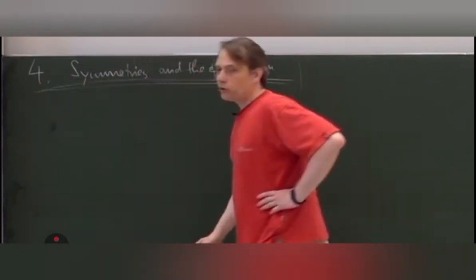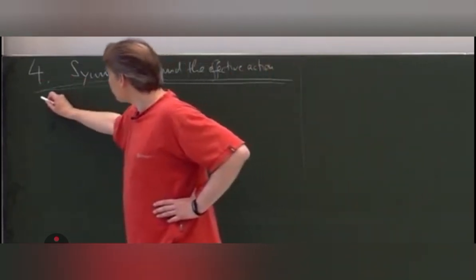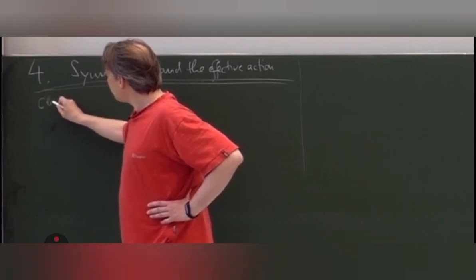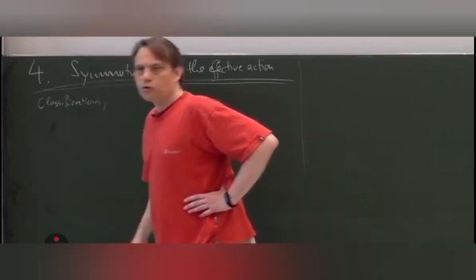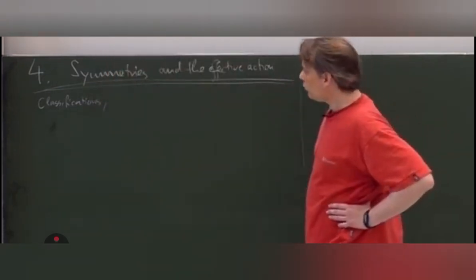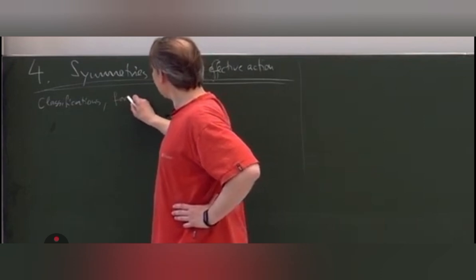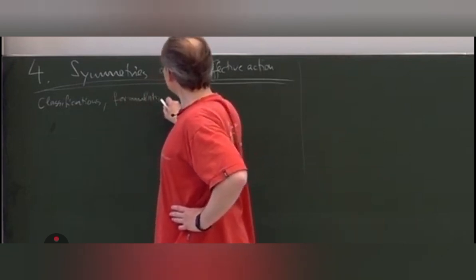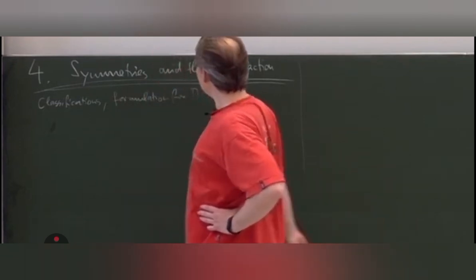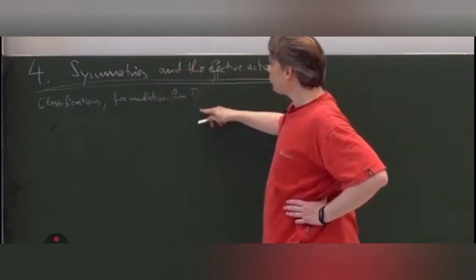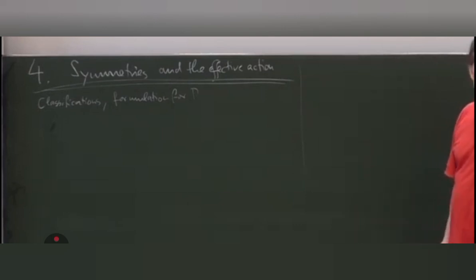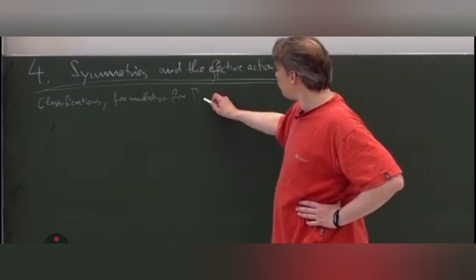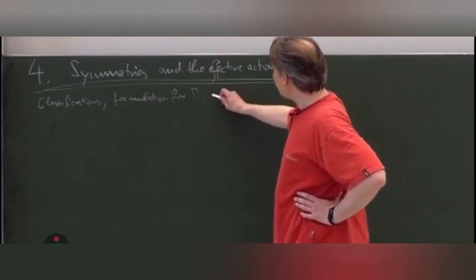What I want to do in particular is first some general statements on classifications of symmetries. That is not yet connected to the effective action. Then we will formulate symmetries for the effective action gamma in terms of so-called Ward identities and Slavnov-Taylor identities. We've already seen them in other contexts, but we will formulate them now for gamma. And then we discuss the renormalization.